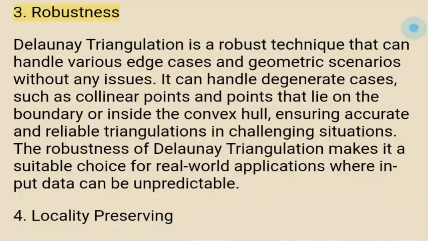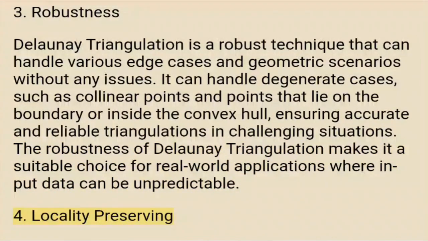3. Robustness. Delaunay triangulation is a robust technique that can handle various edge cases and geometric scenarios without any issues. It can handle degenerate cases, such as collinear points and points that lie on the boundary or inside the convex hull, ensuring accurate and reliable triangulations in challenging situations. The robustness of Delaunay triangulation makes it a suitable choice for real-world applications where input data can be unpredictable.